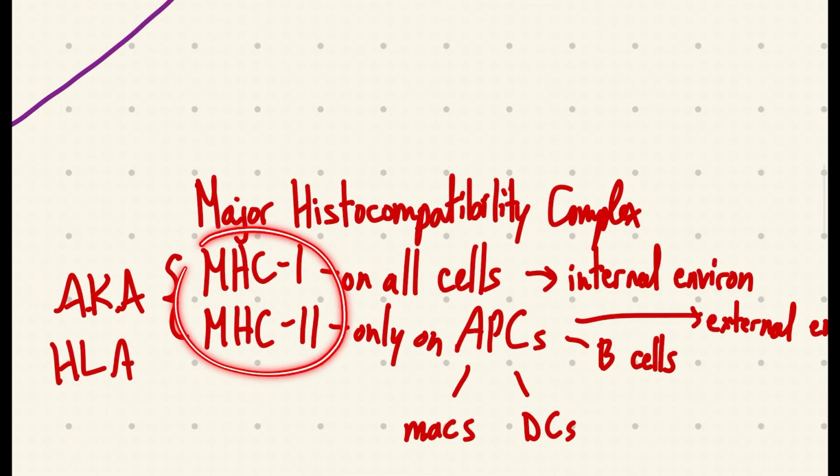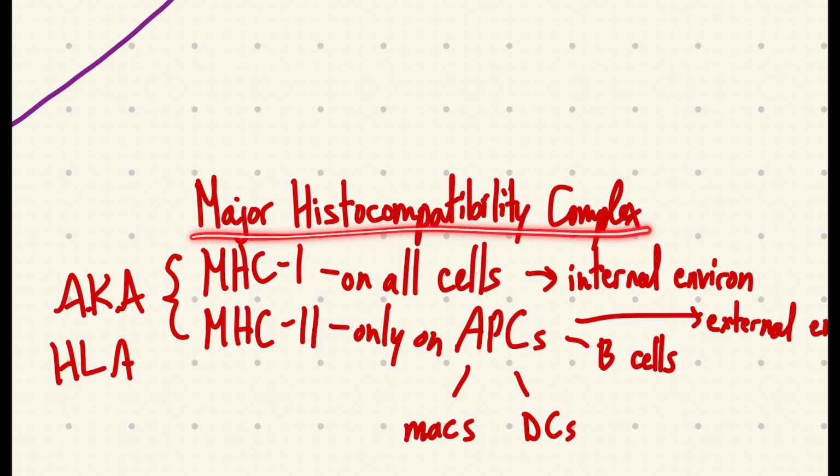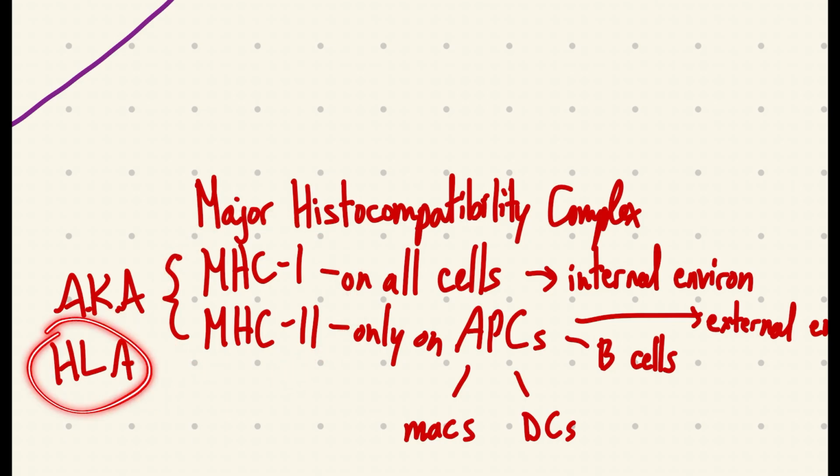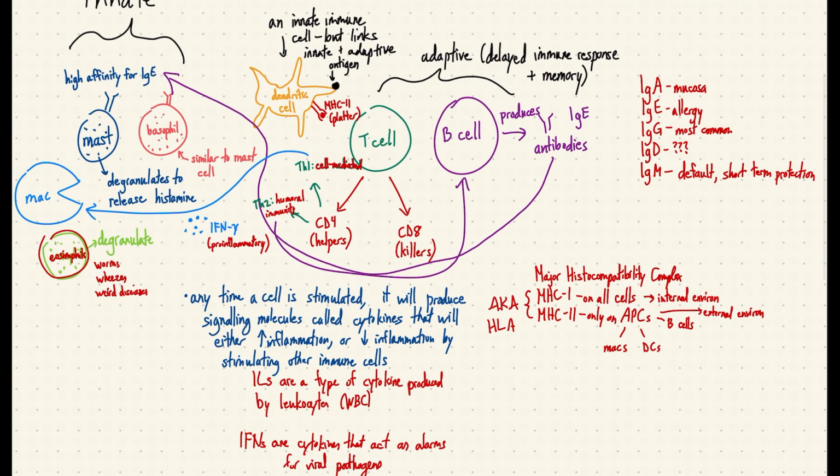MHC class 1 and 2, these are named major histocompatibility complexes. We found these in mice first. In humans, they can also be known as human leukocyte antigens, but we call them MHC 1 and 2. We don't really ever see people call it HLA. Don't worry about any of that.